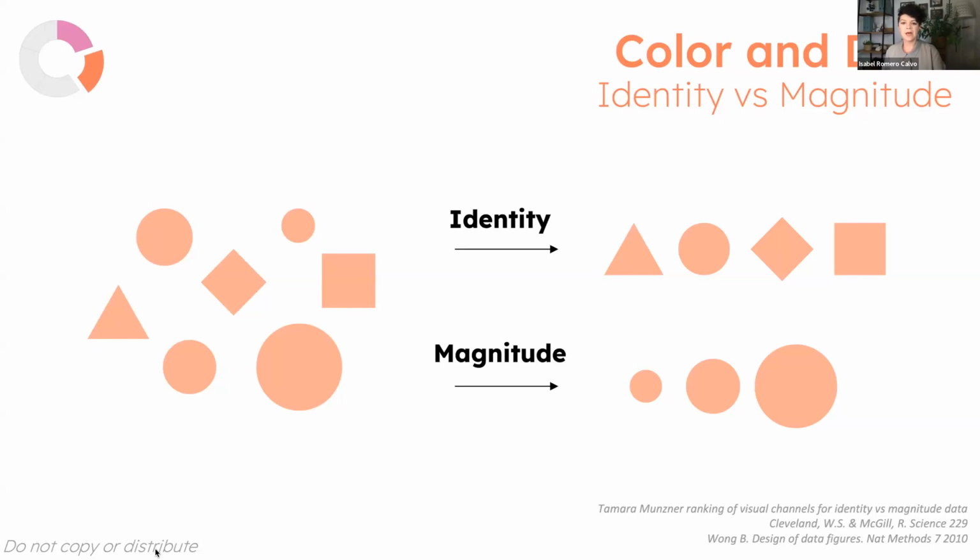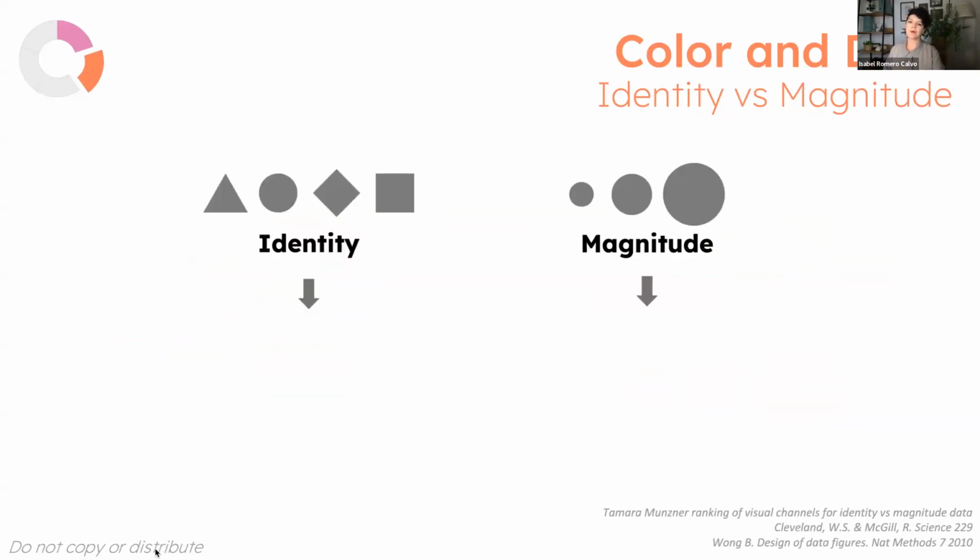The first section uses identity. We have triangles and circles and a diamond shape and a square. In the second section, we have magnitude, which means something from a small to a large scale. We're going to use this classification to understand color. So keep these two categories in mind, because we will be using them throughout the presentation.